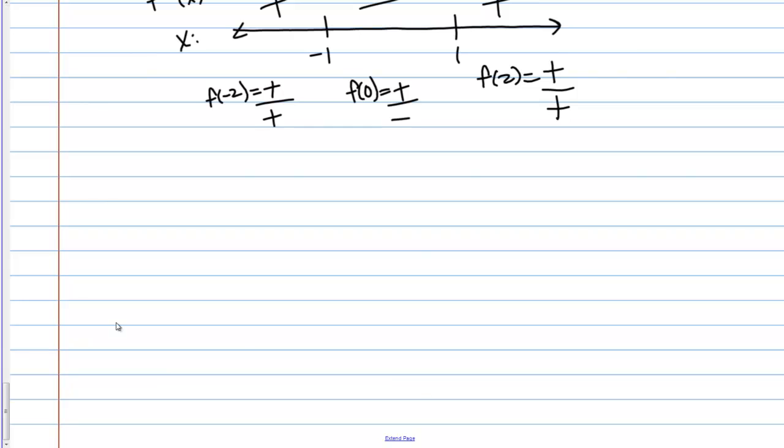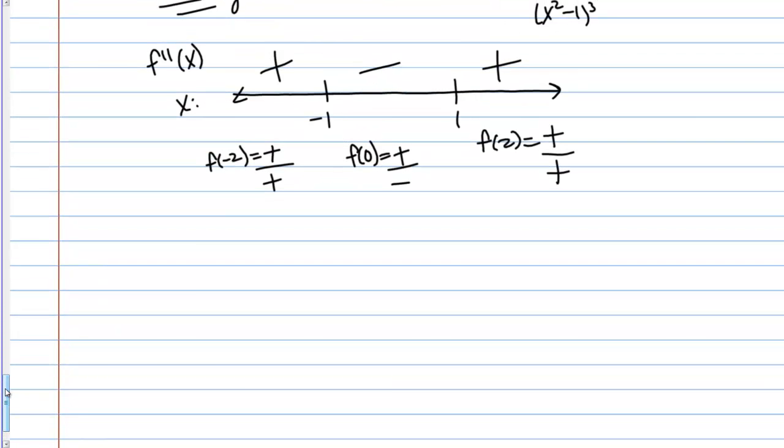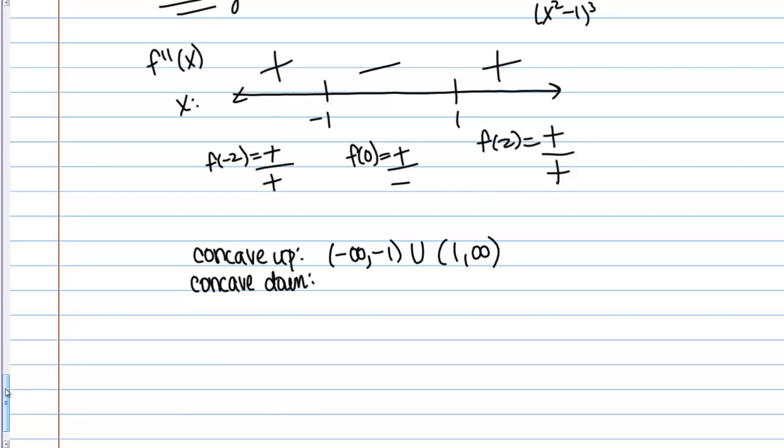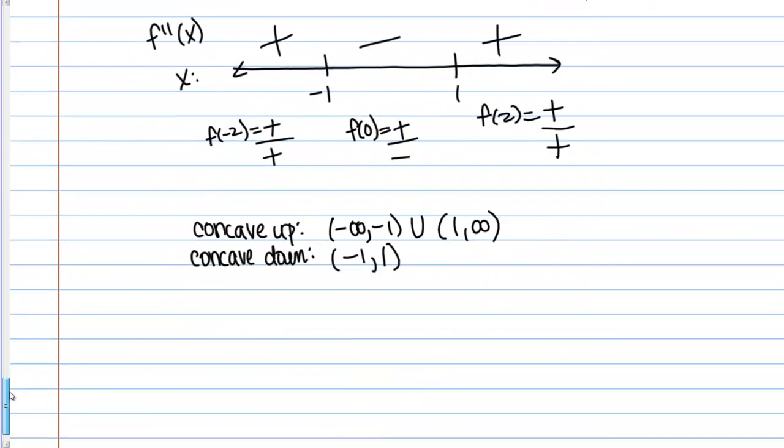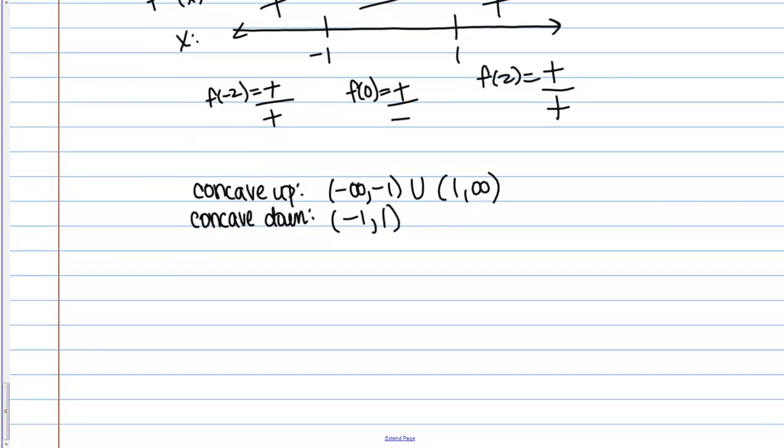Okay, so now I can actually write down my intervals where it's concave up and concave down. Concave up happens where the second derivative is positive. In this case, that's going to be -infinity to -1, and also from 1 to infinity. And concave down is where the second derivative is negative, so that happens from -1 to 1. All right, so we found our intervals of increasing, decreasing, and intervals of concave up and concave down.